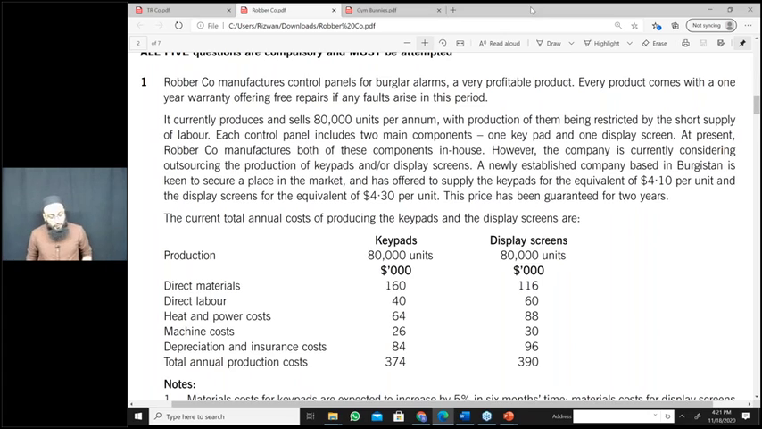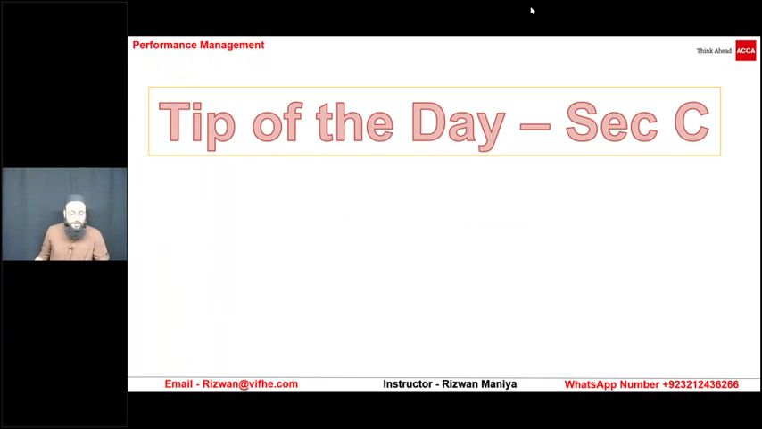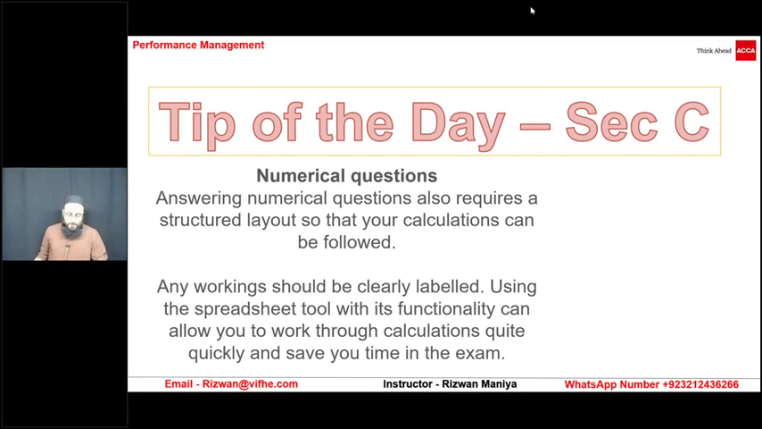Now, as we're starting with this question, a key guidance for section C question is, let's have a look. Tip of the day, section C. What examiner says. Numerical questions, the one as we are solving right now. Answering numerical questions also requires a structured layout, okay, so that your calculation can be followed. Now, this is your examiner saying.